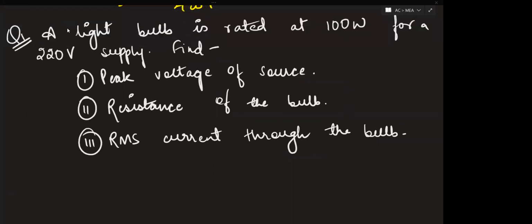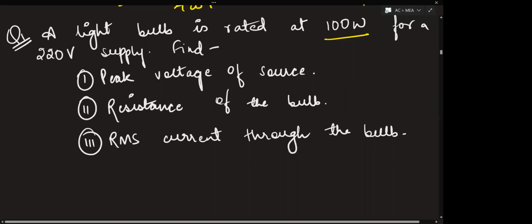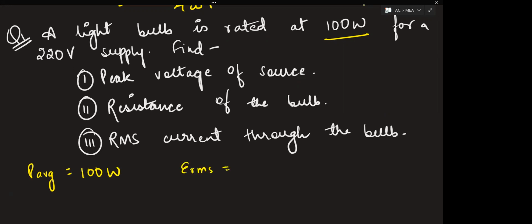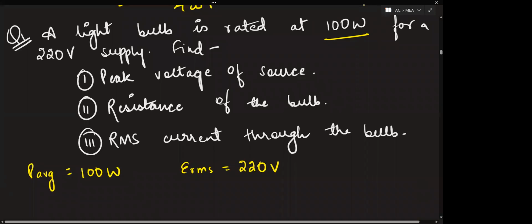A light bulb is rated at 100 watt for 220 volts. So this 100 watt is the average power. This is given as 100 watt, and this is obviously the E RMS, 220. Firstly, it is asking the peak value of the source. Peak value is E naught, which is root 2 times the E RMS.